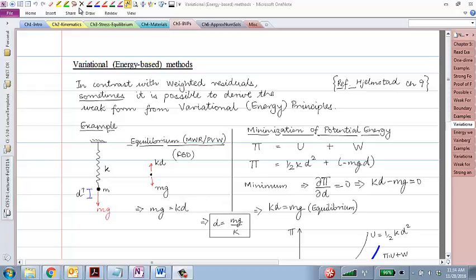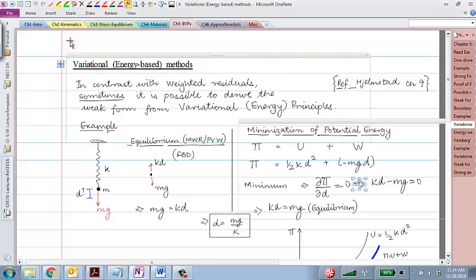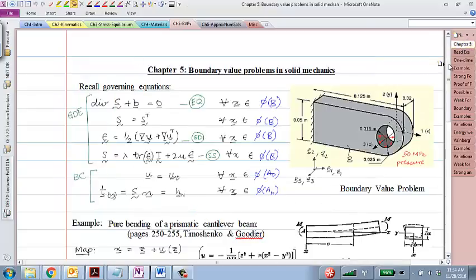So what I'll do today is very quickly try to refresh your memory where we were before the break, and then we'll continue off with this topic on variational methods. I guess before the break, we had started on this chapter of boundary value problems. Hopefully, you all recall all of this.